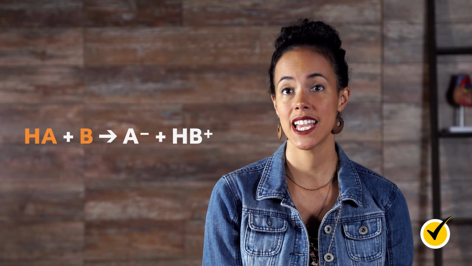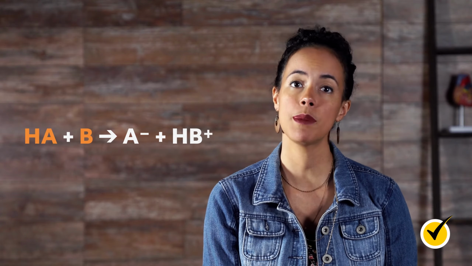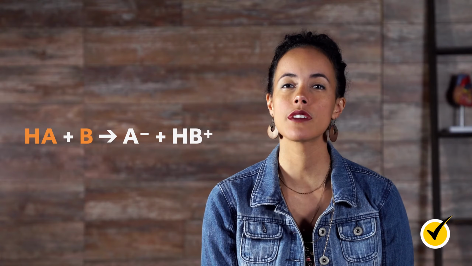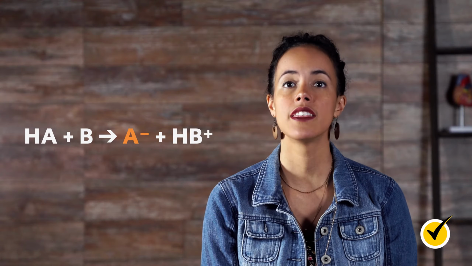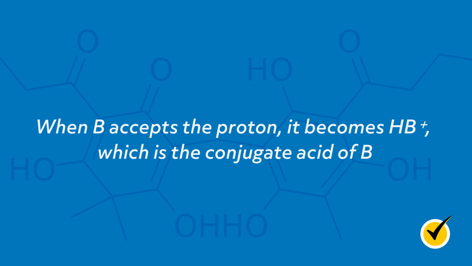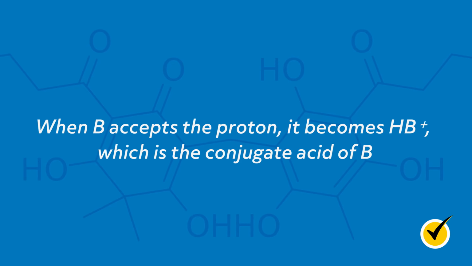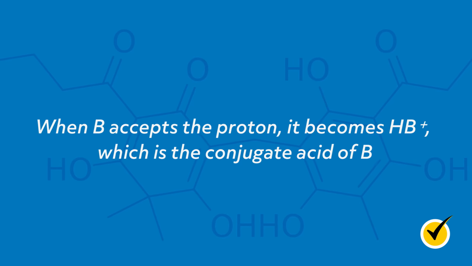HA is the acid and B is the base. HA donates the hydrogen ion, keeping the electron for itself, which results in a negative charge on A. We call A- the conjugate base of HA because it now has the potential to accept a proton, the Brønsted-Lowry definition of a base. Conversely, when B accepts the proton, it becomes HB+, which is the conjugate acid of B.